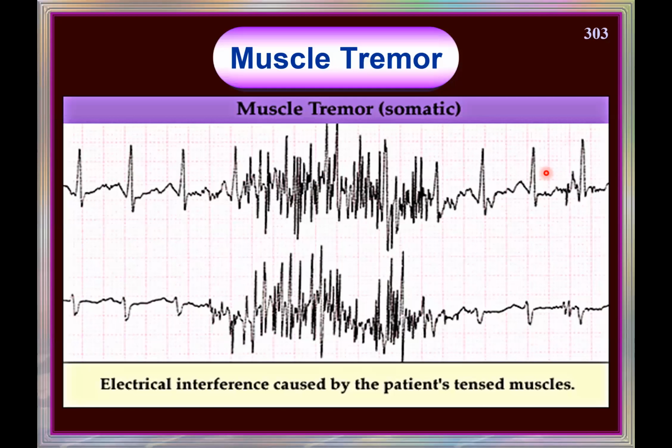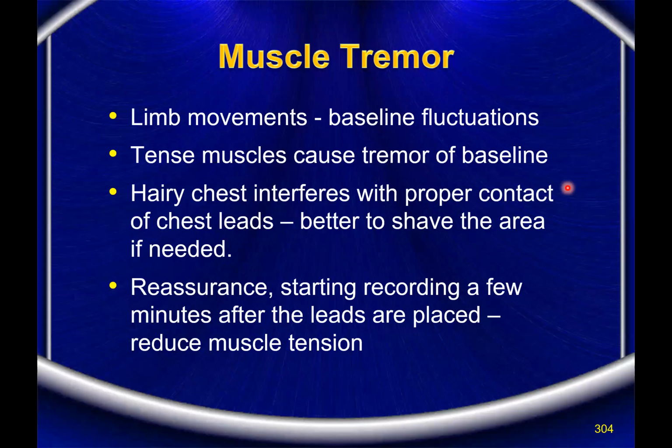So this is muscle tremor. It may be due to anxiety or tension, or due to cold weather, shivering, or fever. Somebody is about to get fever, chills and rigors, and muscle tremor, somatic muscle tremor, you can say. We cannot interpret anything if you get an ECG like this. Causes include limb movements, baseline fluctuations, tense muscles, and a hairy chest that interferes with proper contact; it is better to shave the area if needed.